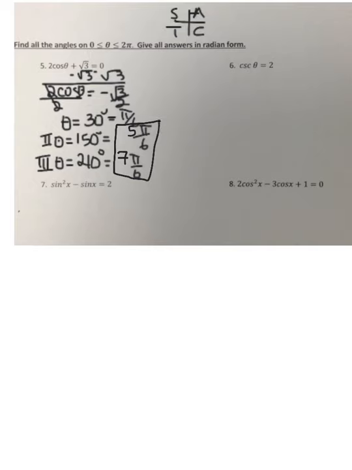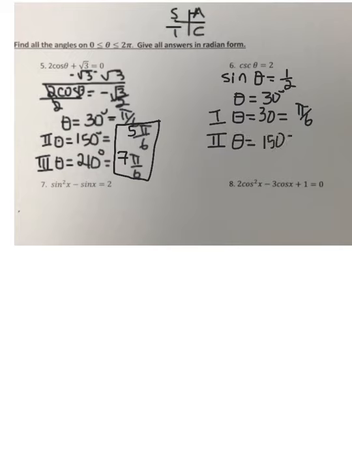Okay, now for number 6, we have cosecant. And I know cosecant goes with sine and that they're reciprocal trig functions. So sine would be 1/2. And then I know that that would be a 30-degree angle. And I have a positive 1/2, so I know that I'm in the first and the second quadrants because that's where sine is positive. And 30 degrees would be the first quadrant angle, and that's pi over 6. And then in the second quadrant, I have 150, which would be 5 pi over 6.